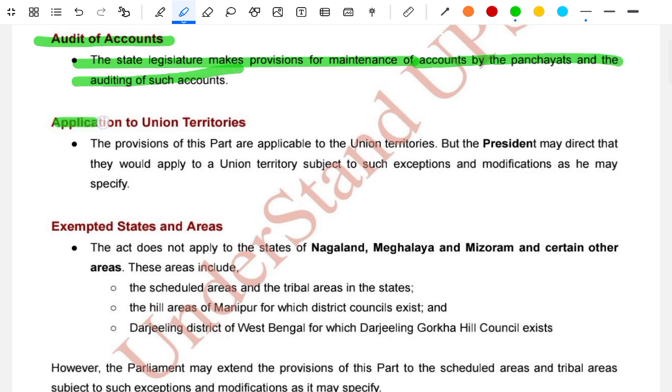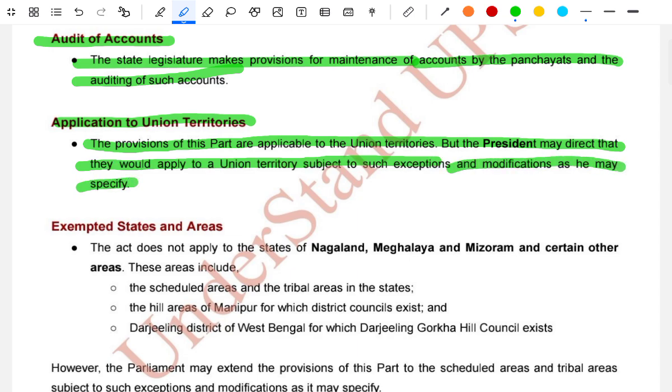The application to union territories. The provisions of this part are applicable to the union territories, but the president may direct that they shall apply to union territories subject to such exceptions and modifications as he may specify.